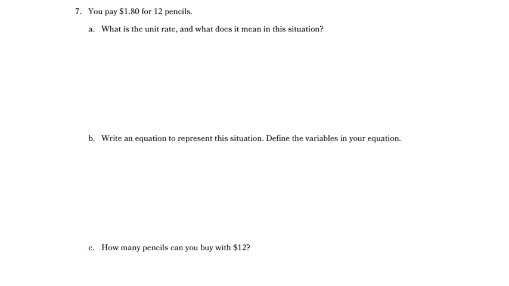Oh, nope, sorry, this is the last one. You pay $1.80 for 12 pencils. We find our unit rate. K is equal to y over x. The number of pencils is going to be our independent variable, because we can just pick however many pencils we want to buy, and that's going to determine how much the cost is. So it's going to be $1.80 divided by 12, and that gives us 15 cents.